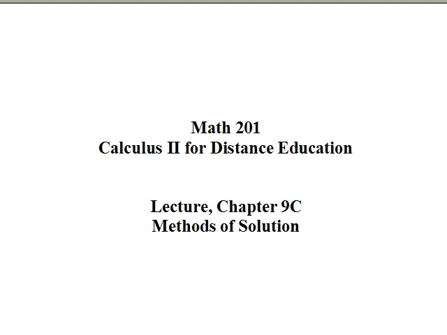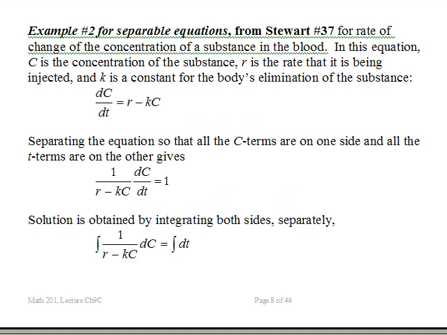This is Lecture 9C for a second example of a separable equation. Here's example 2 for separable equations. This is from Stewart problem number 37 for the rate of change of the concentration of some substance in the blood. In this equation, C is the concentration of the substance in the blood.